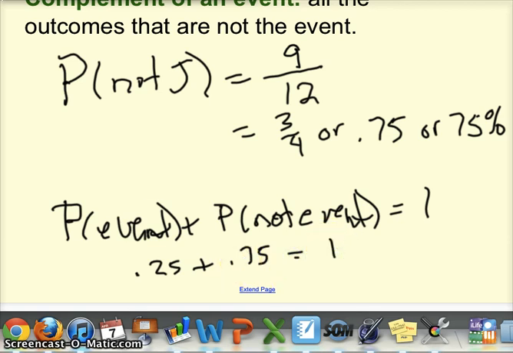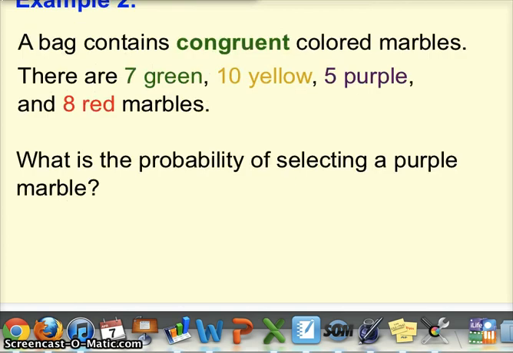Okay, let's look at another example. In this example, a bag contains congruent colored marbles. There are 7 green, 10 yellow, 5 purple, and 8 red marbles. What is the probability of selecting a purple marble? Well, again, we've got this word congruent. This means that each of the marbles has the exact same shape and the exact same size. That means that pulling any of the marbles in the bag has an equally likely chance of occurring.